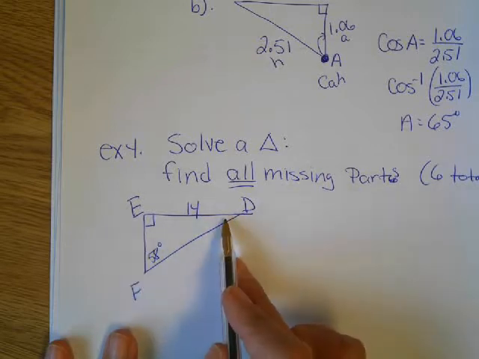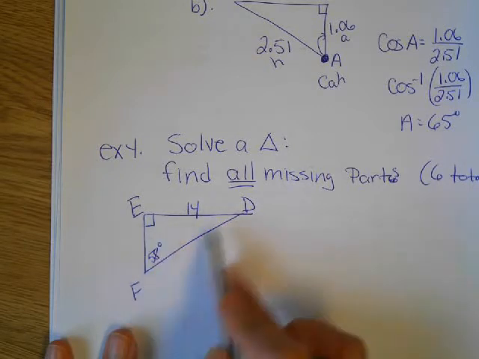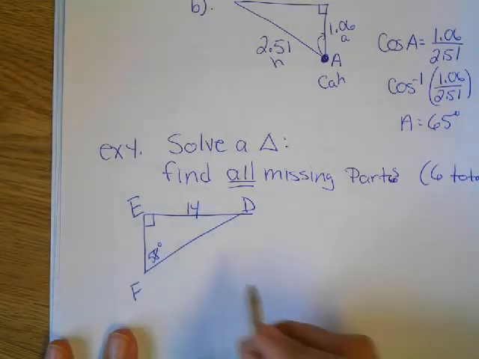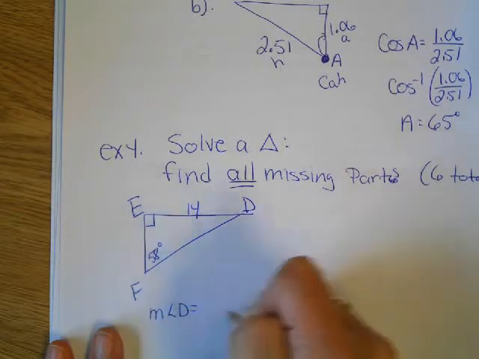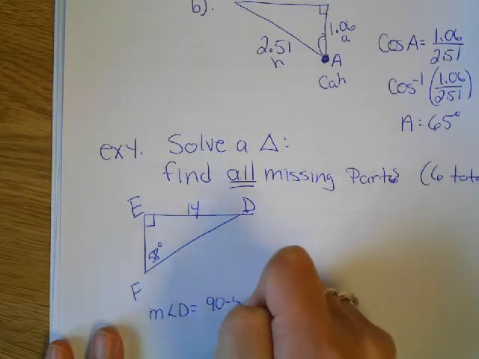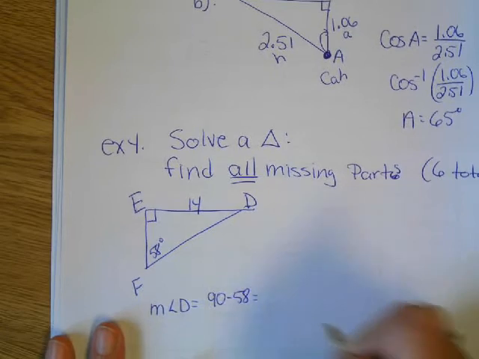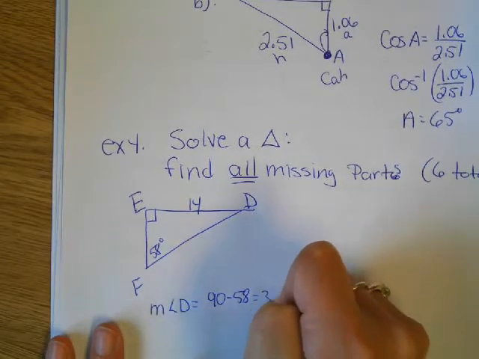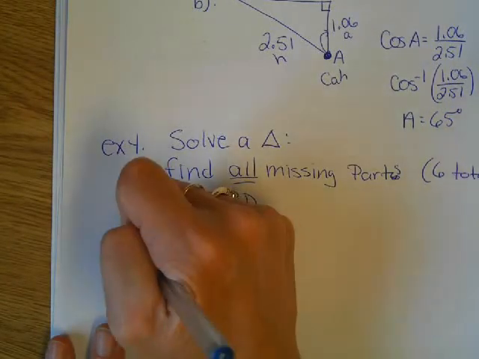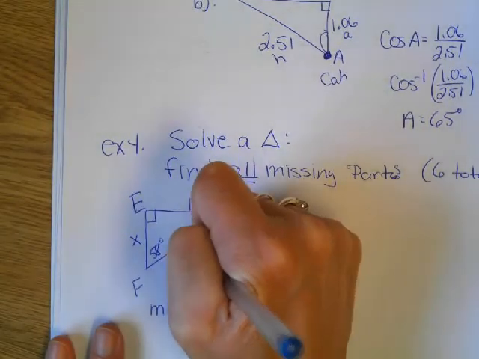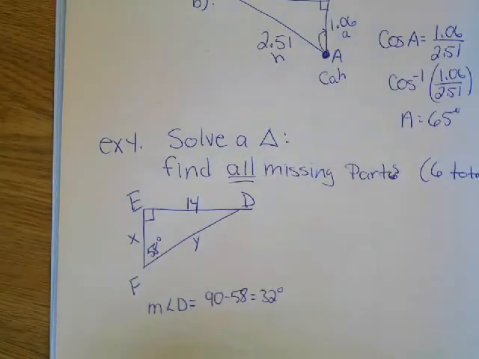Well, angle D, we don't have to use trig to get angle D. You know the 3 angles of a triangle add up to 180, or the 2 acute angles add up to 90. You can get angle D without using trig. So the measure of angle D is 90 minus 58, which is 32. Done. Now we've got to find the other 2 sides. I'm just going to throw some letters on there, X and Y. And then we're going to go through the trig stuff like you've been doing.